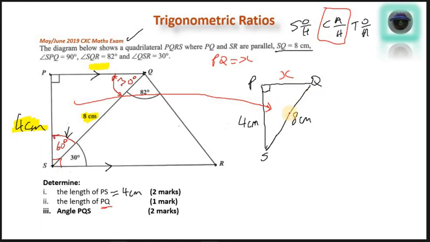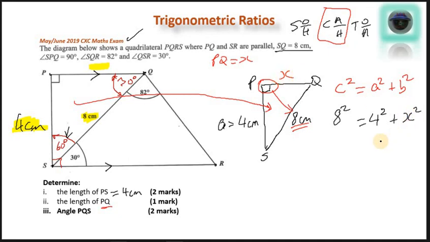The theorem we're going to use is the Pythagoras theorem, which states that if you have two sides, you can find the third using this formula: c squared equals a squared plus b squared. Now c is always the hypotenuse. So we need to identify the hypotenuse which faces the right angle, which is 8 centimeters. So we put 8 here. So 8 squared is equal to a squared. Let's make this a, which is 4 centimeters. So it's 4 squared plus, and b will be this side here, PQ, so that's going to be x squared.